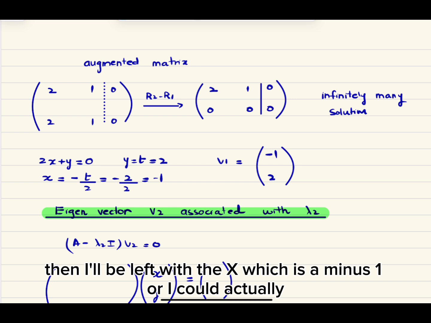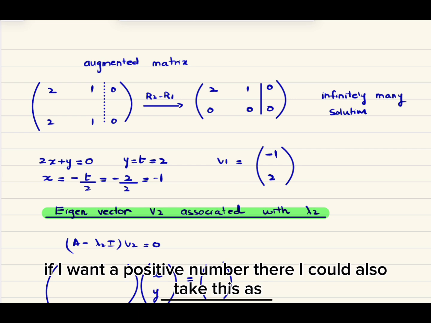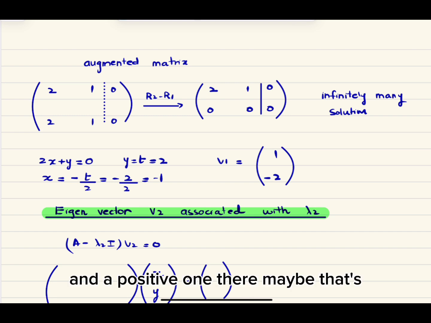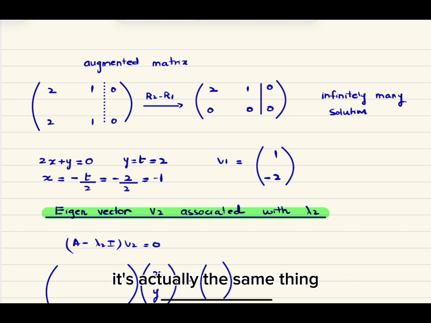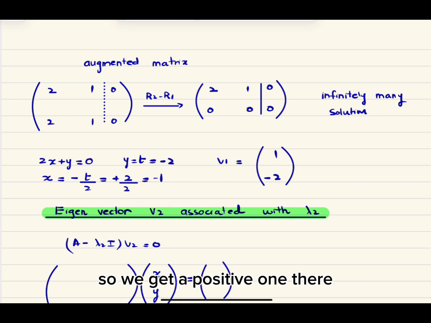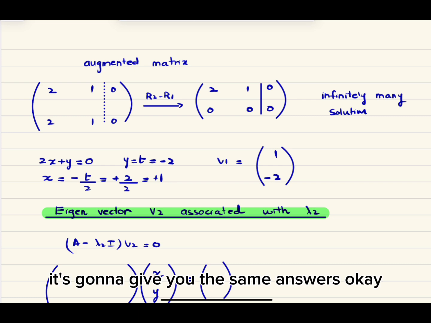Or, if I want a positive number there, I could also write a minus 2 here and a positive 1 there. Maybe it's actually the same thing. So let's just stick with the minus 2 here, so we get a positive 1 there. It's going to give you the same answers.